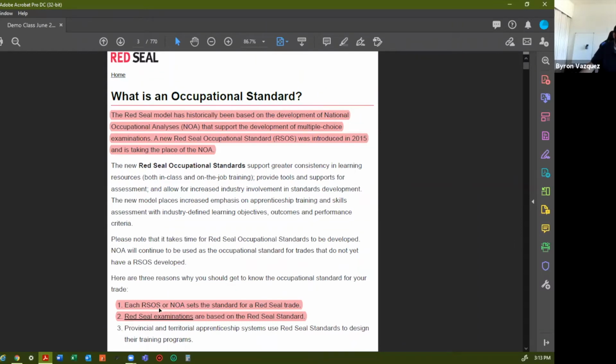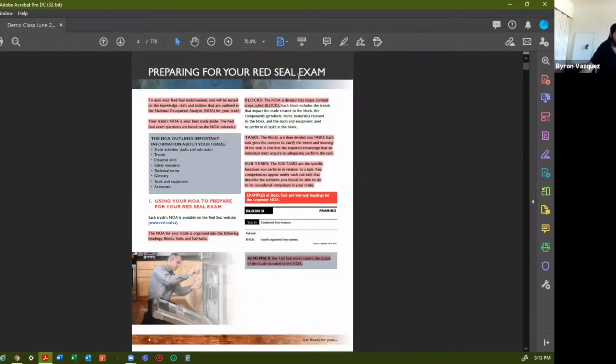Each RSOS or NOA sets the standard for the Red Seal trade. Red Seal examinations are based on this standard, as I mentioned. So preparing for your Red Seal exam, to earn your Red Seal endorsement, you will be tested on the knowledge, skills, and abilities that are outlined in the NOA or RSOS for your trade. Your trade's NOA is your best study guide. The Red Seal exam questions are based on the NOA subtasks, and we're going to look at what exactly subtasks are and how questions are pulled from them.